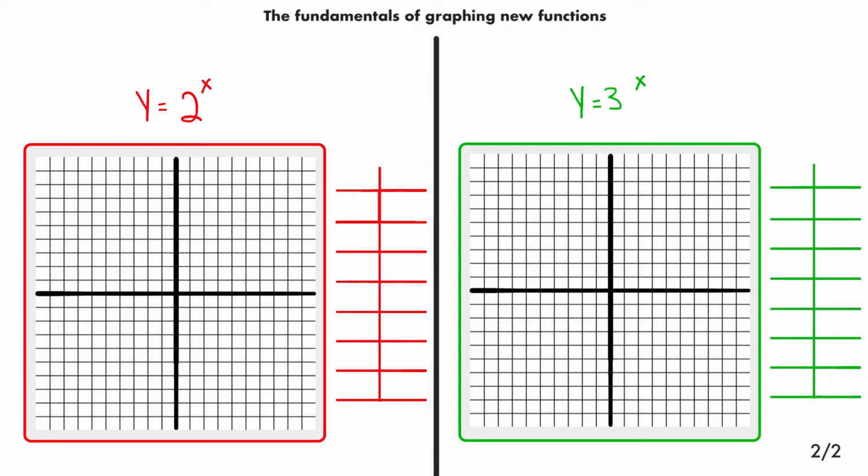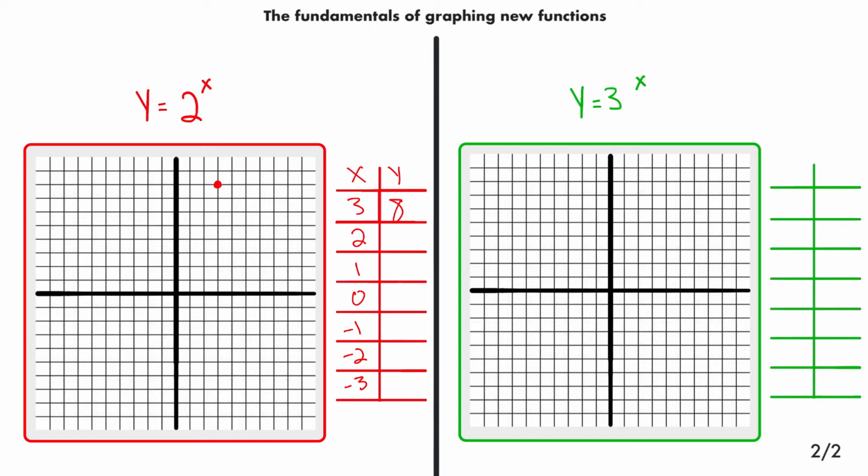Once again, I'm going to make an XY table. And I am going to plug in numbers 3, 2, 1, 0, -1, -2, -3. When I plug in 3, that'll become a 2 to the 3rd power. That's 2 times 2 times 2, which is 8. So if you go right 3, 1, 2, 3, you're going to go up 1, 2, 3, 4, 5, 6, 7, 8. This is our dot right here.